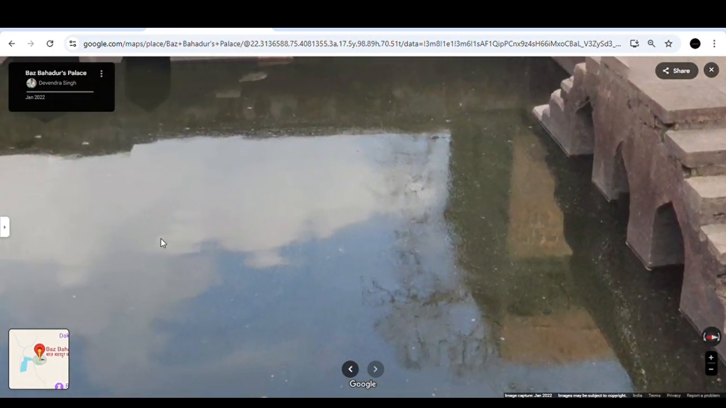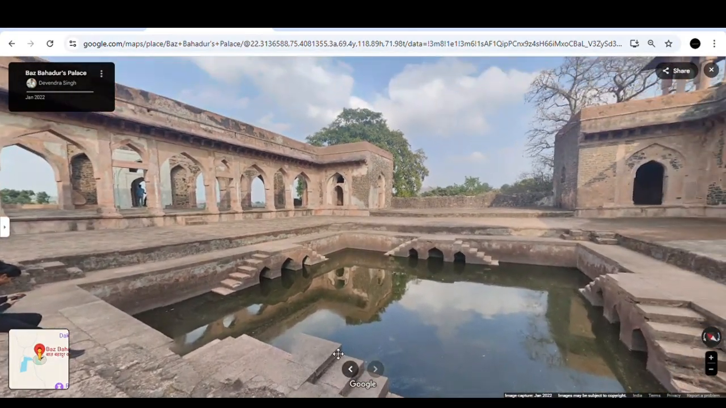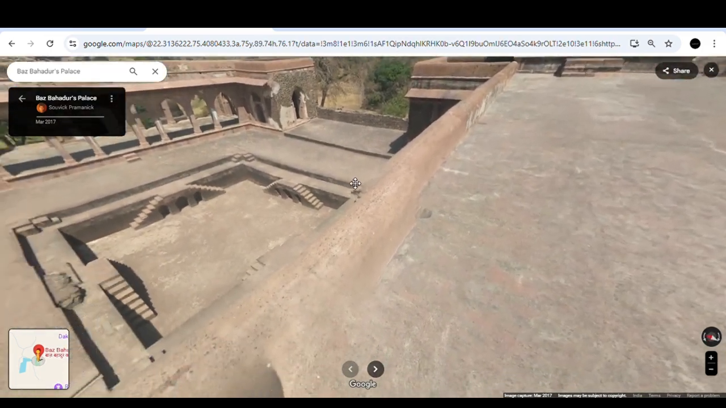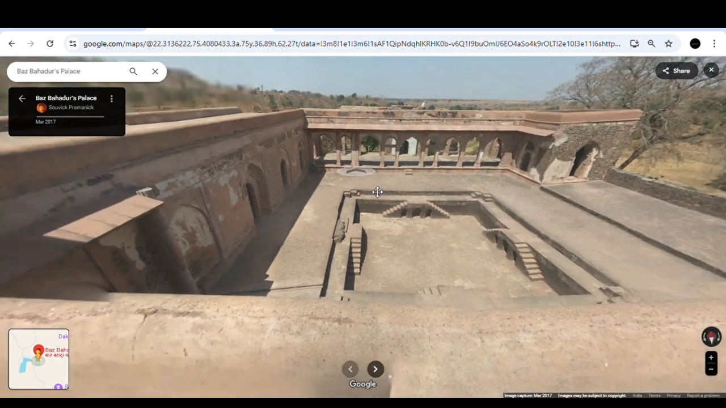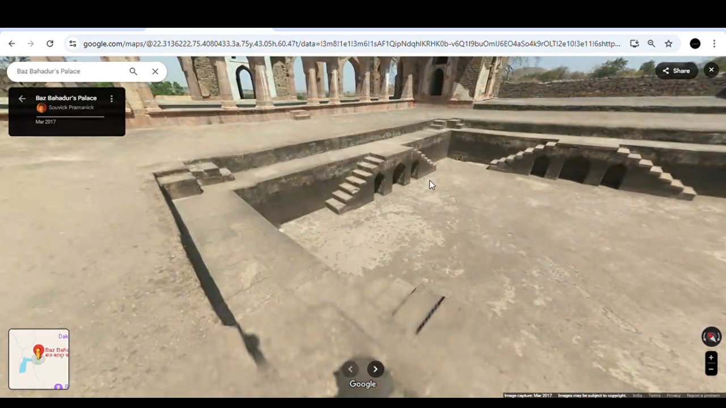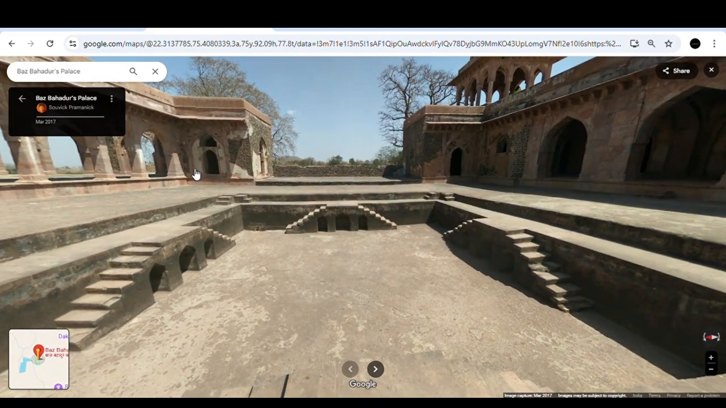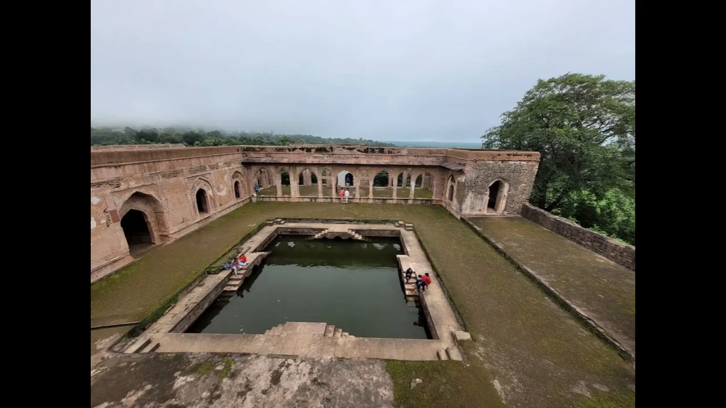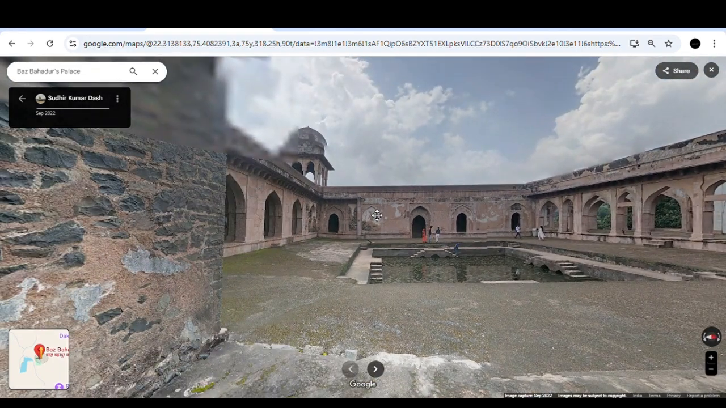Roopmati, a skilled singer and poet, was drawn to the magnificent views of the Narmada River from the palace's elevated terraces. She would spend hours gazing at the river and composing songs, believing that the river had a spiritual connection with her soul. In fact, Roopmati's love for the Narmada River became a central theme in the Sultan's life, so much so that he built the Riva Kund, a reservoir, to ensure that she had access to fresh water, reflecting his devotion to her.